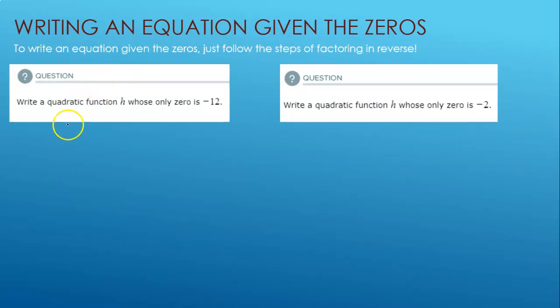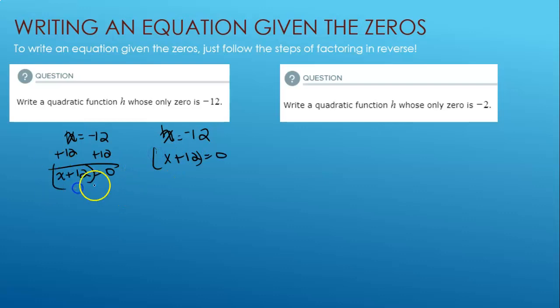Now, what if there's just one zero? What if h is equal to negative 12? Well, I still need this to be a quadratic equation. Actually, that should be an x, I'm sorry. I still need this to be a quadratic equation, so I'm going to make both of these equal to 12. I'm going to add 12 to each side, so we have x plus 12 equals 0 and x plus 12 equals 0. All this means is that the two factors are the same. We still have to multiply them together because this is a quadratic equation.